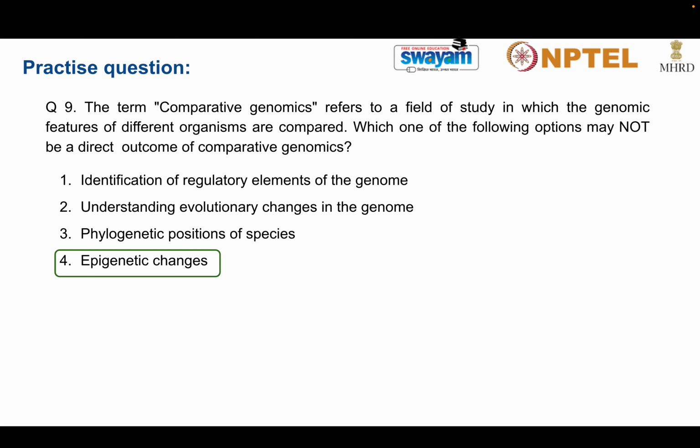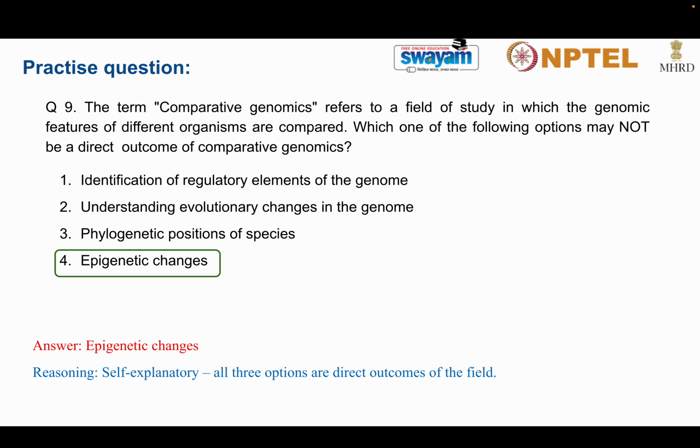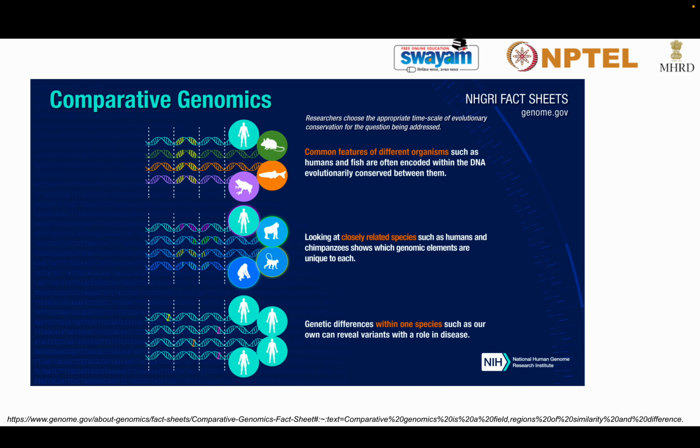The rest of the three options are the direct outcomes of comparative genomics, but epigenetic changes we cannot directly observe from comparative genomics. Now let's see what comparative genomics means. In comparative genomics, you are generally comparing genomes from multiple species. Researchers choose the appropriate timescale of evolutionary conservation for the question being addressed, what question they are asking. So they can look for the common features of different organisms.